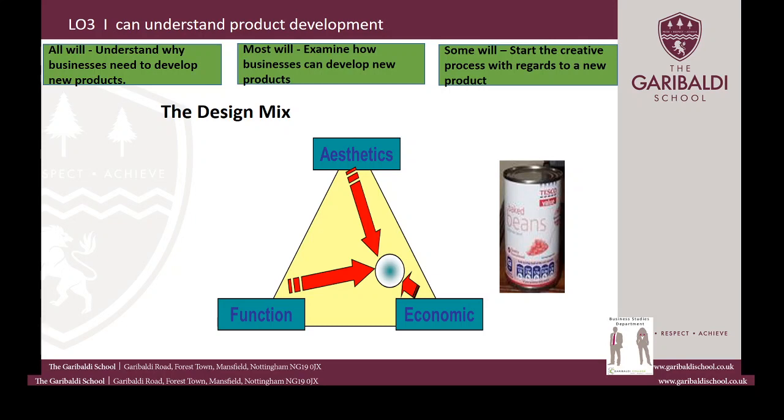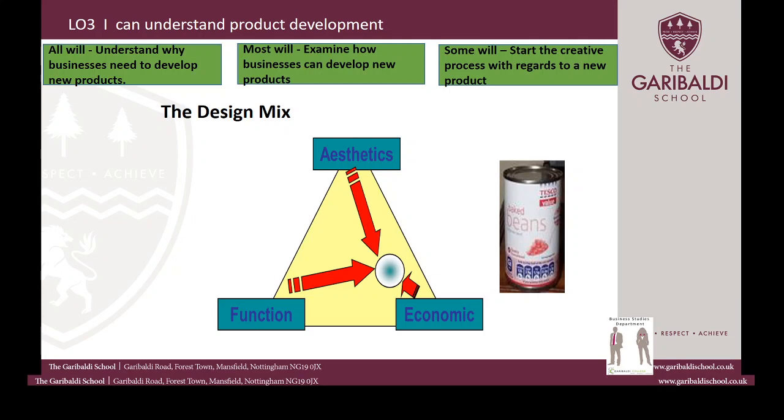Now, I've asked you to investigate the design mix, and hopefully you found out that the design mix is made up of three elements: aesthetics, function, and economic manufacture. Aesthetics is how the product looks, function is what the product does, and economic manufacture is how much it costs to supply that product to the customer.